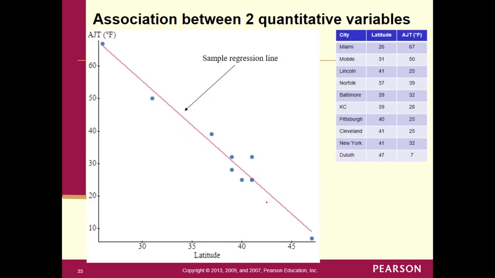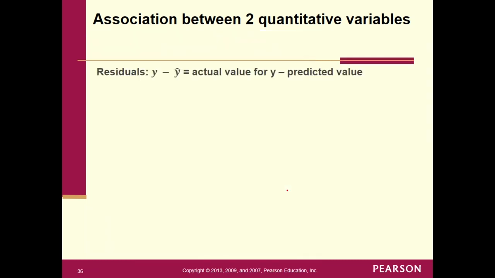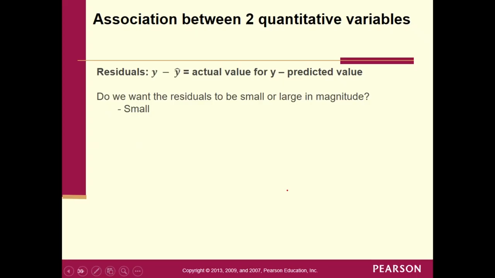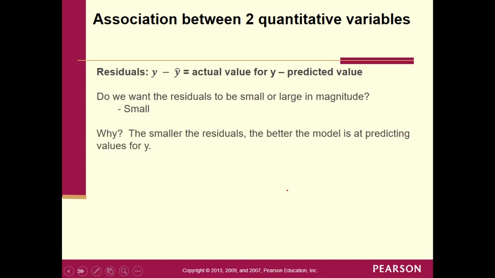Notice here is Cleveland, and actually this is also Lincoln, Nebraska, and notice how close it was to the line. So do we want the residuals to be small or large in magnitude? We want them to be small. The smaller the residuals, the better the model is at predicting values for y.